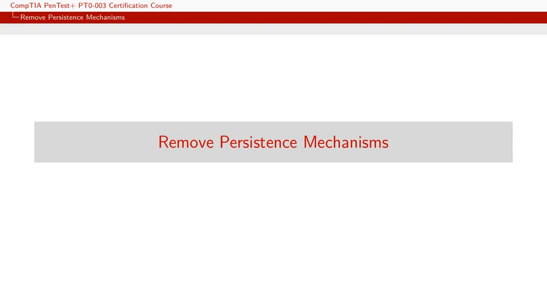In our next segment, we'll discuss various types of persistence mechanisms, how to detect them, and the best practices for removing them effectively. In this part of the CompTIA PenTest Plus PT0-003 certification course, we'll be focusing on the crucial step of removing persistence mechanisms used by attackers. Persistence mechanisms are methods that attackers use to maintain their access to a compromised system, even after reboots or other disruptions. Understanding and removing these mechanisms is vital to ensure the integrity and security of your systems post-incident. We'll explore various examples, such as scheduled tasks, startup items, and registry keys, and provide you with the tools and knowledge to effectively identify and eliminate them, restoring your network to its secure state.